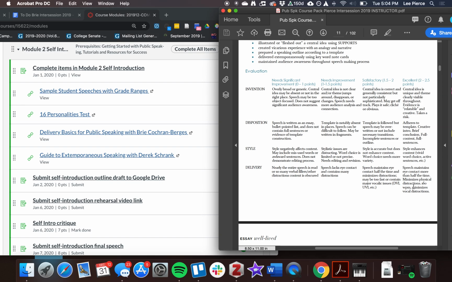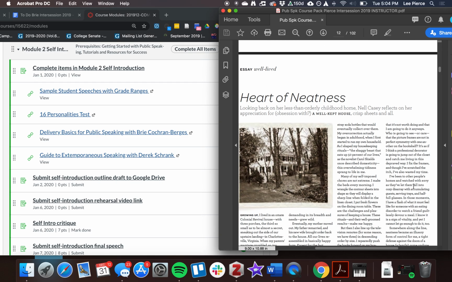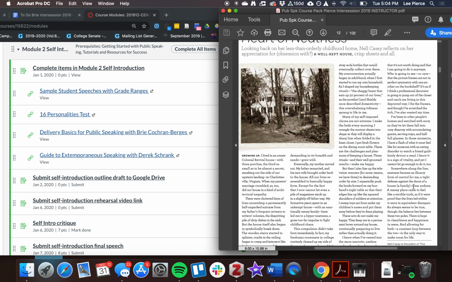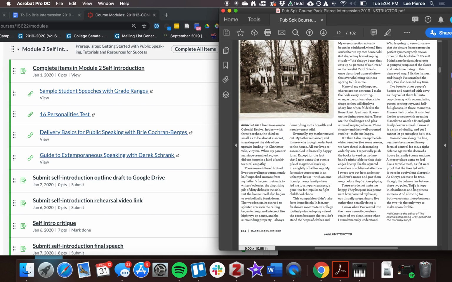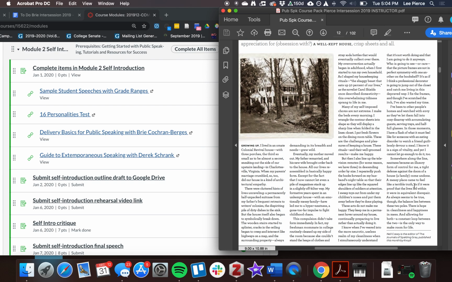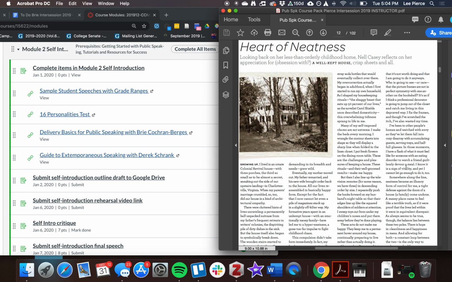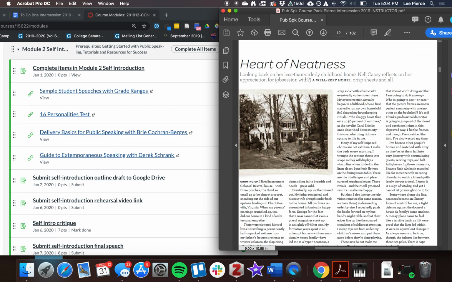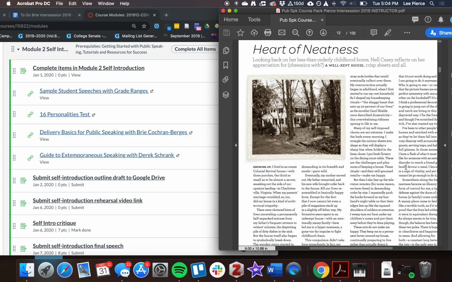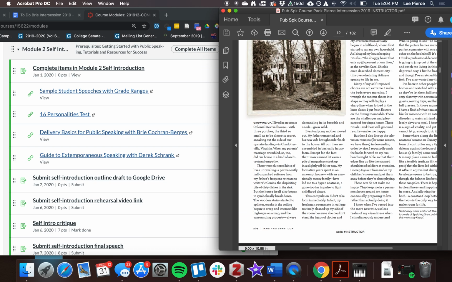All right, so the first thing that's after that is there's a really cute little, unfortunately it's an essay, but I found it in an old Martha Stewart magazine, and I think that it demonstrates all of the principles of a really excellent speech of self-introduction. It's called Heart of Neatness by Nell Casey. I don't know who Nell Casey is. I assume that there's some kind of a travel writer.